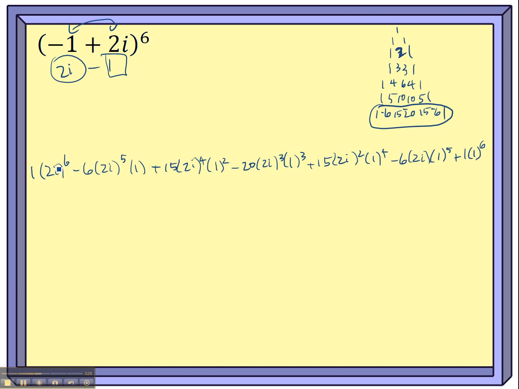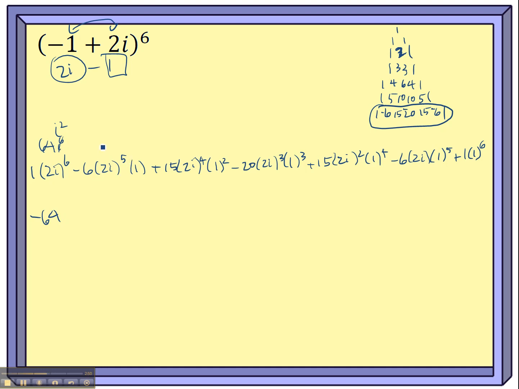So 2 to the 6th power is 64. This is 64i to the 6th. So dividing the 6 by 4, you get a remainder of 2. So this is the same thing as i squared. i squared is negative 1. So this first term is negative 64.